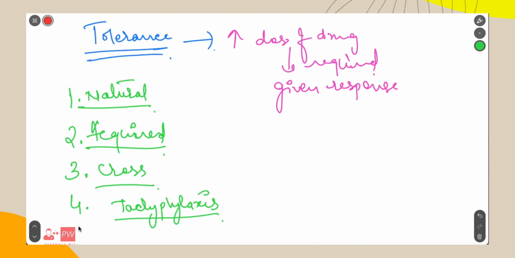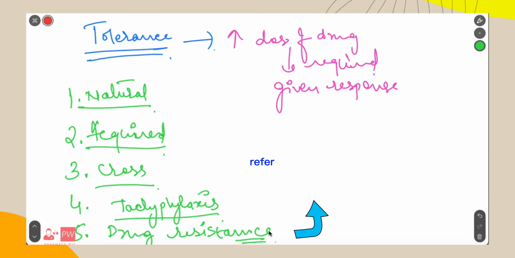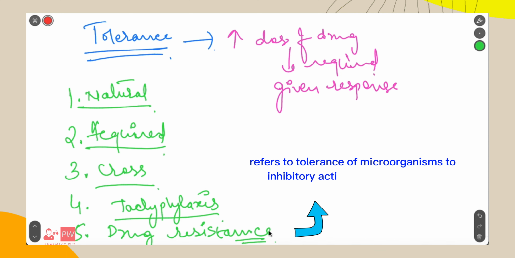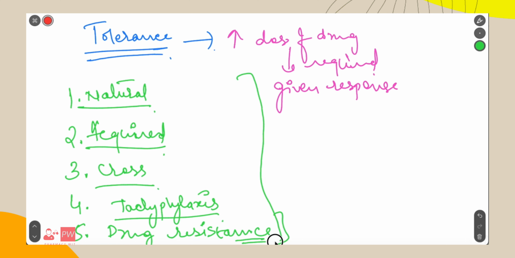The next is drug resistance. Drug resistance refers to the tolerance of microorganisms to the inhibitory action of antimicrobials. Example, staphylococci to penicillin. These are all the categories under the tolerance factor and how tolerance affects the dose of a drug. This is all about it.